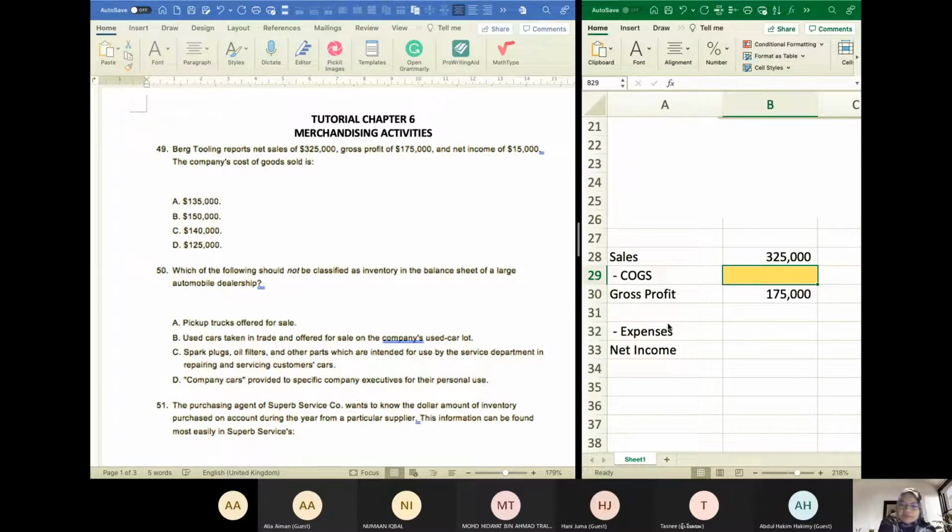How do you get that? I got 325,000 minus gross profit. It will be equal to COGS. Sales minus gross profit. They give you the net income here, 15,000. But I want to look for COGS. Do I need to use my net income? If my sales is 325 and gross profit is 175, what will be my COGS?